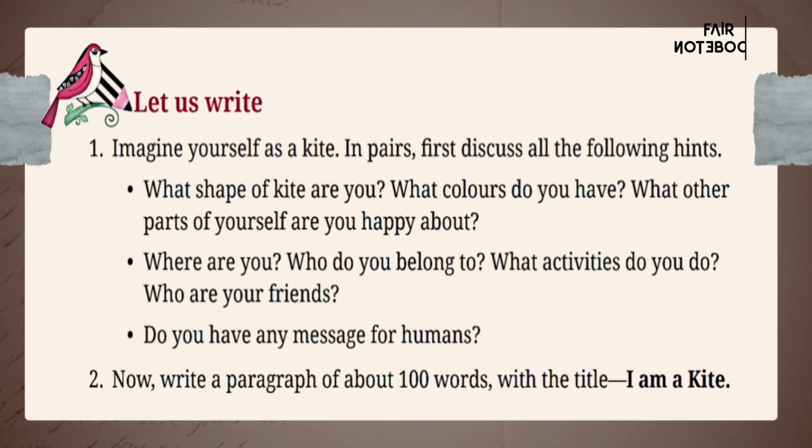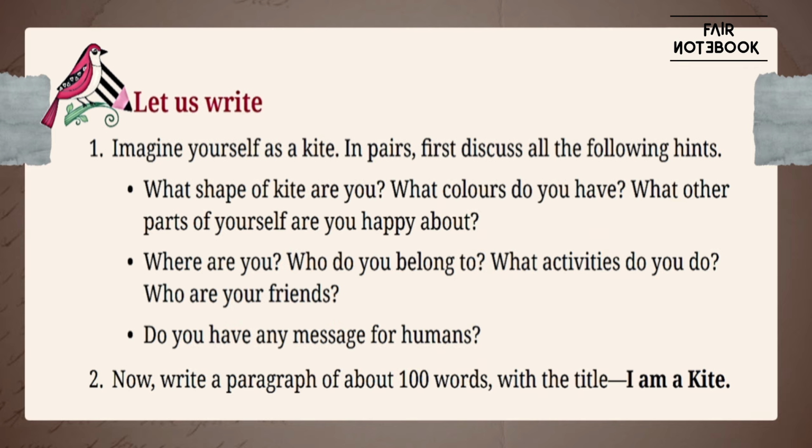Let us write. Imagine yourself as a kite. In pairs, first discuss all the following hints. What shape of kite are you? What colors do you have? What other parts of yourself are you happy about?